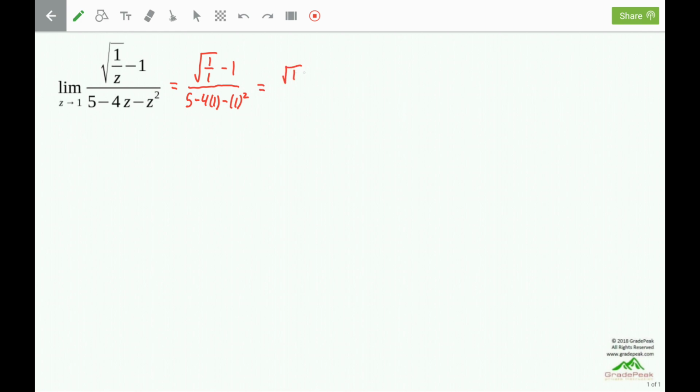The numerator, 1 divided by 1 is 1, out of the square root, minus 1. The denominator, 5 minus 4 times a 1 is minus 4, and minus 1 squared is minus 1. Square root of 1 is 1, minus 1. 5 minus 4 is 1, minus 1. 1 minus 1 is 0, 1 minus 1 is 0. We have the 0 over 0 indeterminate form. We will need to rework this.